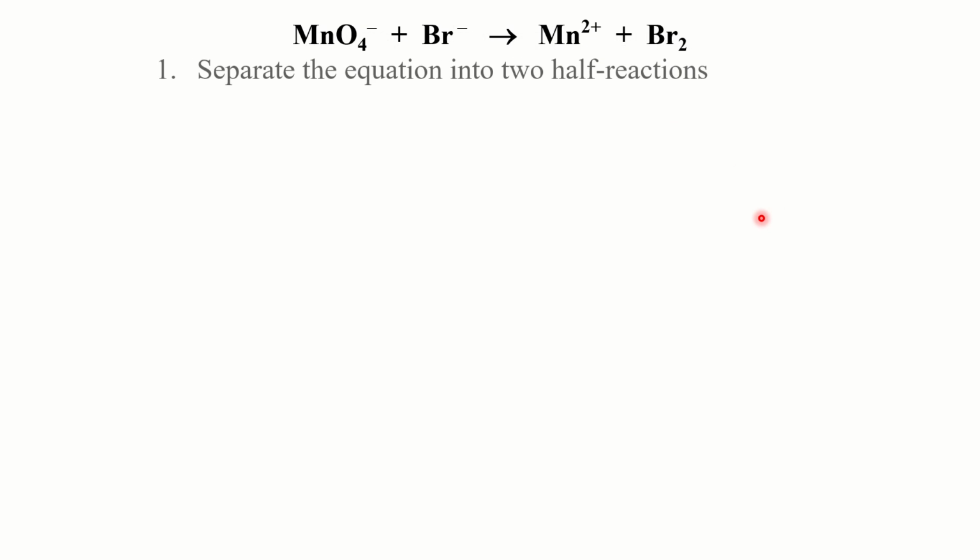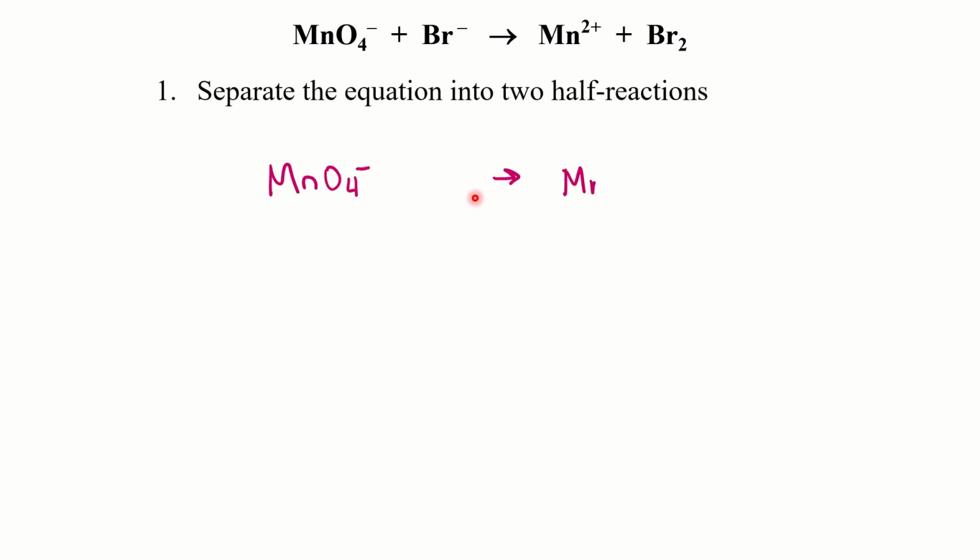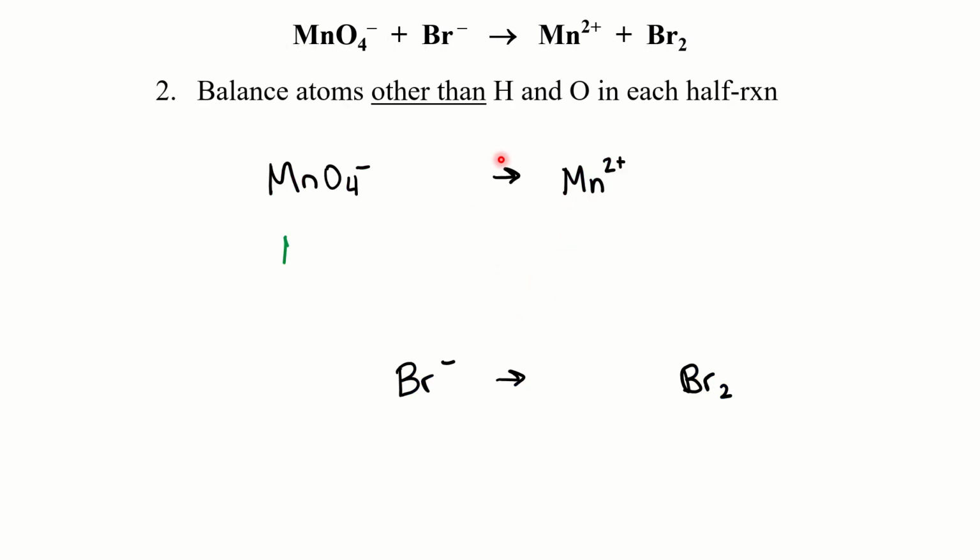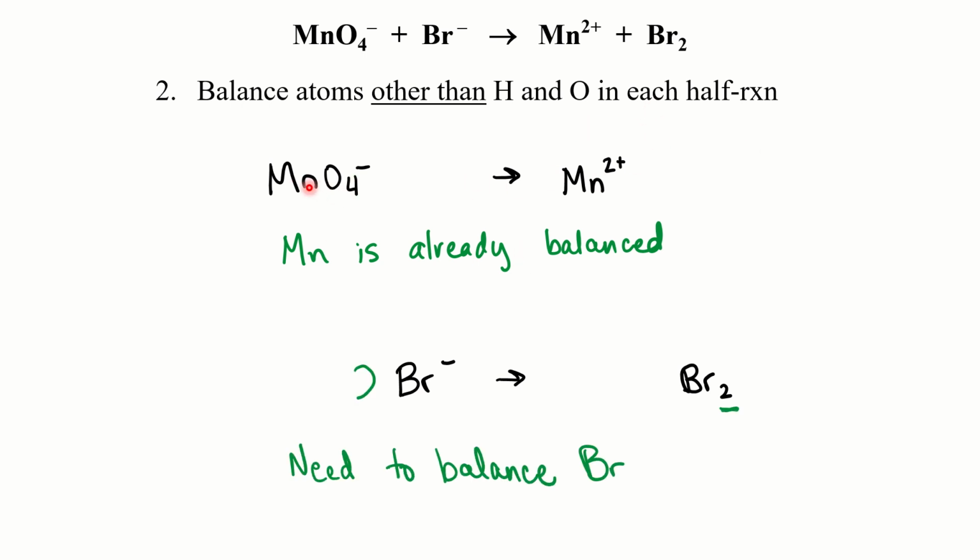So let's start by separating into half reactions. So we've got the manganese half reaction, we've got the bromine half reaction. Step 2, balance atoms other than hydrogen and oxygen in each half reaction. We can see here in this first one that manganese is already balanced, so we don't need to do anything to this first half reaction.